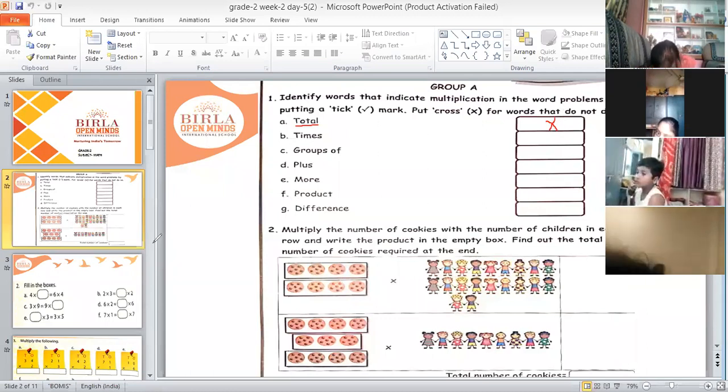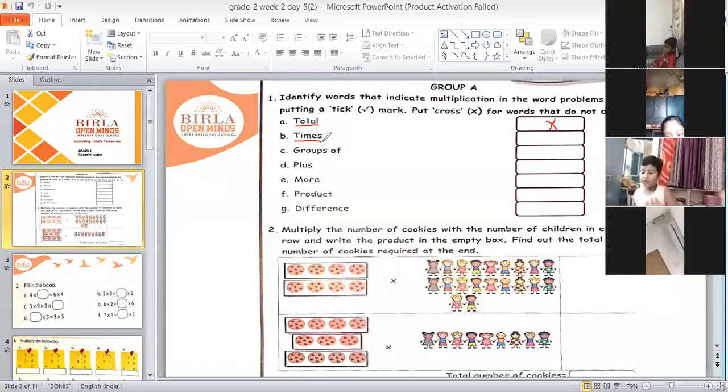Okay, now next. Meghna, you read the second word. What is that word in bit B? Times. What is that? Meghna, you are not at all audible.